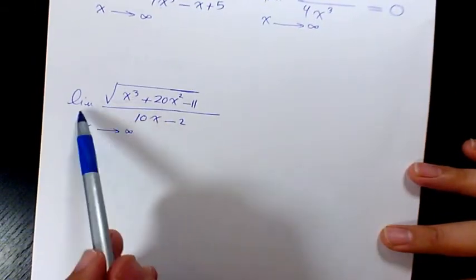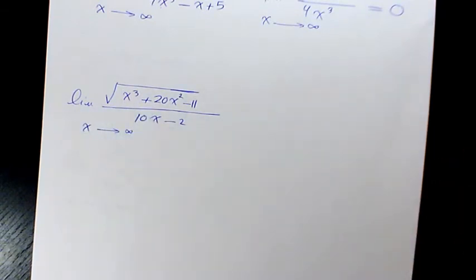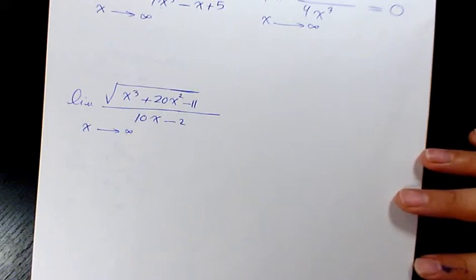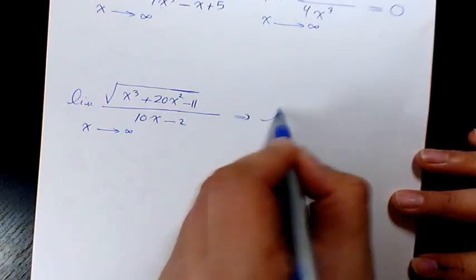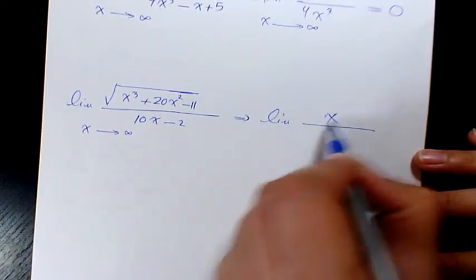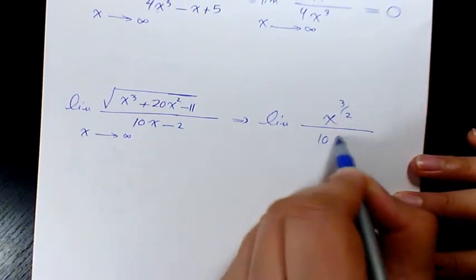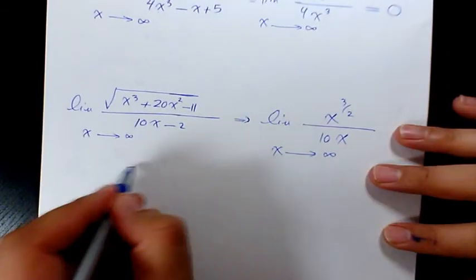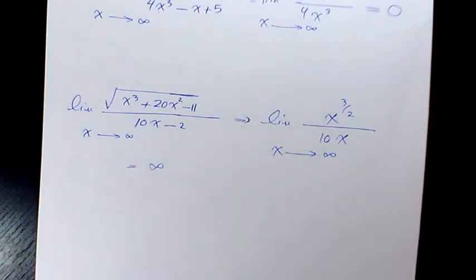Here, what we have is the square root of (x cubed + 20x squared - 11) over (10x - 2) when x is approaching infinity. We can say that's going to be the same as x to the power of 3 over 2 over 10x when x is approaching infinity. Since the numerator's order is greater than this one, the answer is going to be infinity.